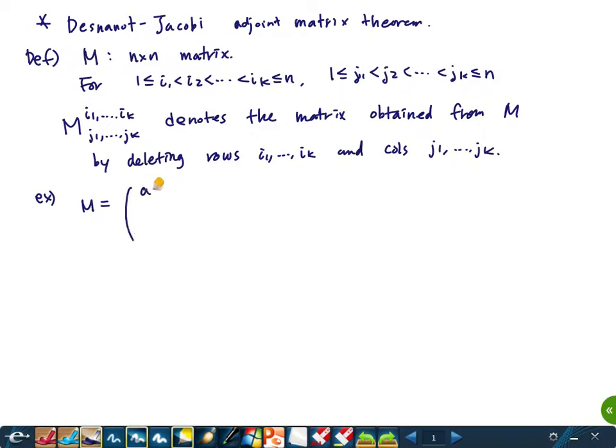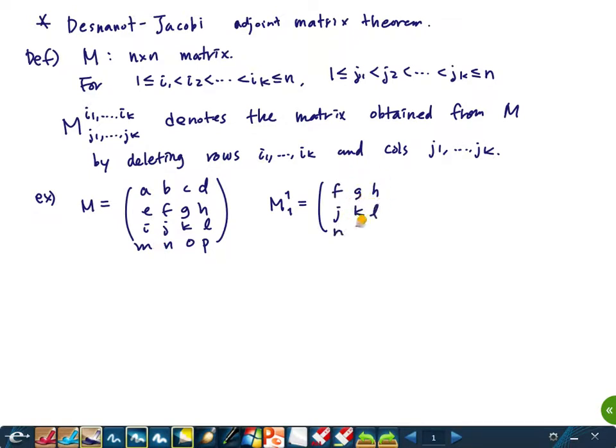So for instance, if we have a, b, c, d, e, f, g, h, i, j, k, l, m, n, o, p, a 4x4 matrix like this, then M 1, 1 is the matrix obtained by deleting the first row and first column. So F, G, H, J, K, L, N, O, P, like that. And we can delete many rows and columns like this: 1, 3, 2, 4. So you delete first row, third row, second column, fourth column. Then what you are left with are these, E, G, M, O. So we're going to use this notation.